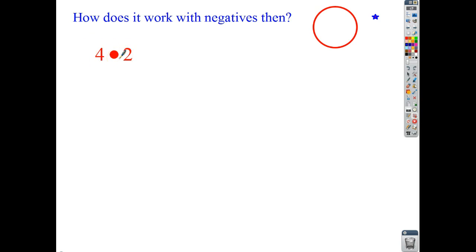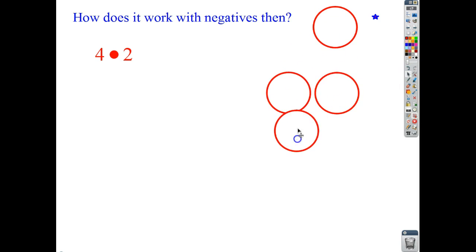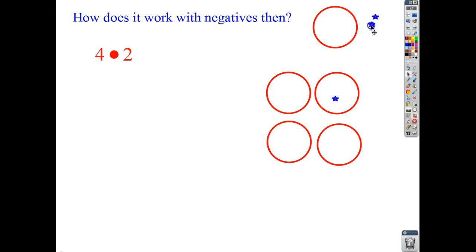And so what is 4 groups of 2? Well, if I have 4 groups of 2, then I'm going to drop these in here. 1, 2, 1, 2, 1, 2, 1, 2. So 4 groups of 2. How many things is that altogether? Well, together it makes 8. I have 8 total stars.